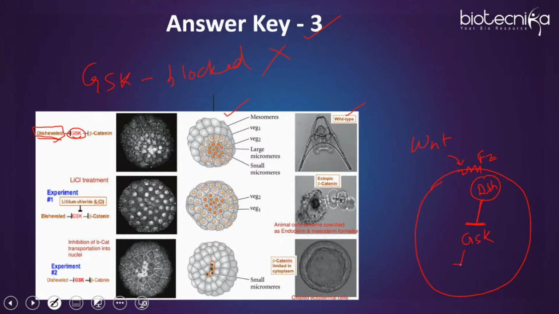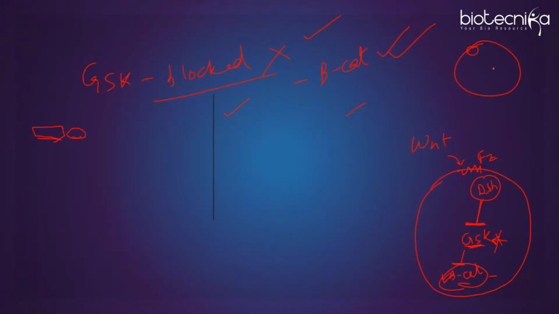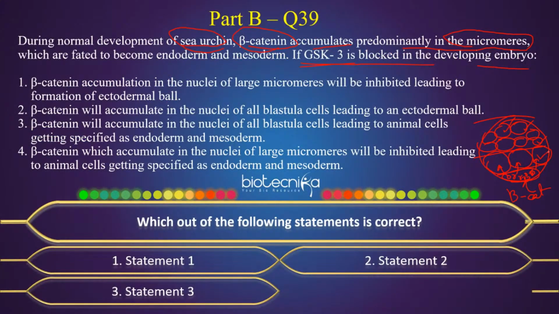And the GSK complex was blocking beta cat. But if the GSK complex itself is blocked, then beta cat will be free. So basically it's a double inhibition. But if this is blocked, then beta catenin in that case will be free, right? So we have to understand that if GSK is blocked, our beta cat will be available. And it was said in the embryo, in all the cells of the embryo, it is expressed. That's what we have to understand in the experiment.